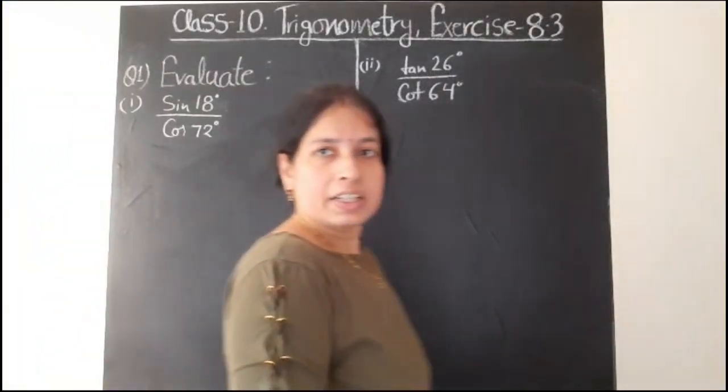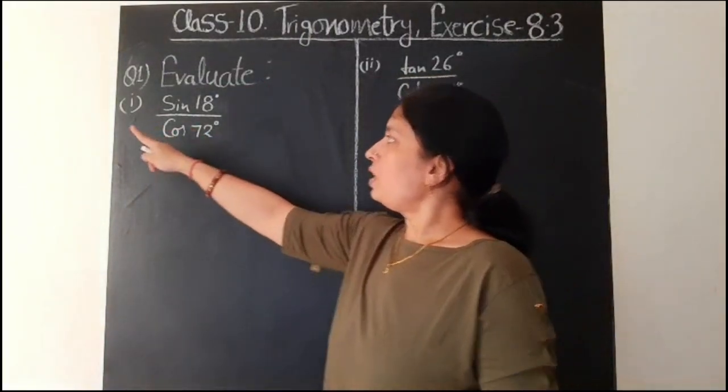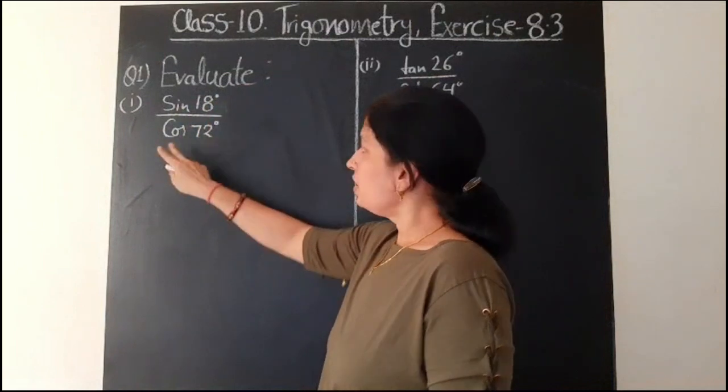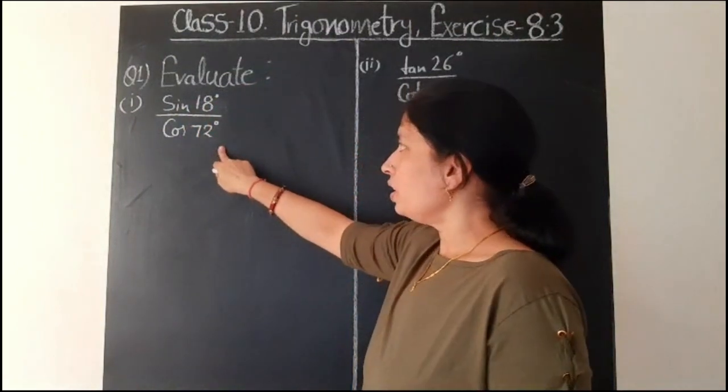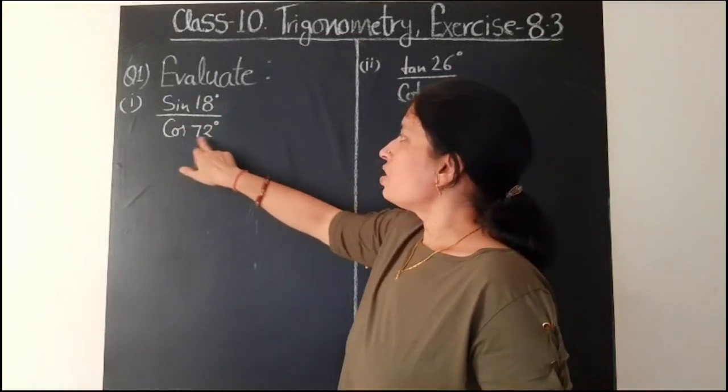So let us start exercise 8.3. Our first question is evaluate. First part is given sin 18 divided by cos 72 degree. Here we don't know the value of sin 18 degree and cos 72 degree.